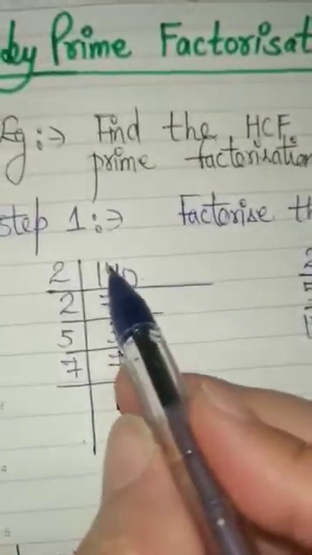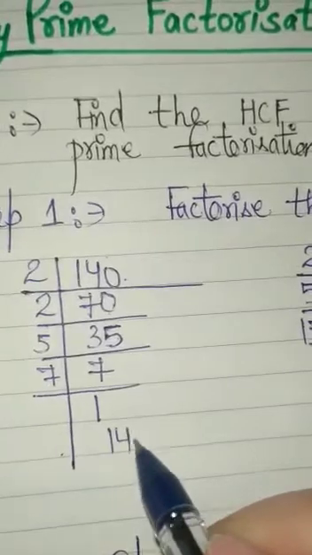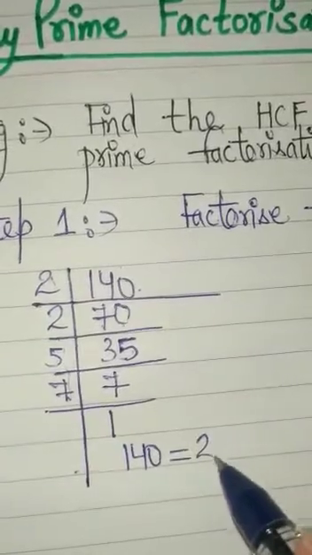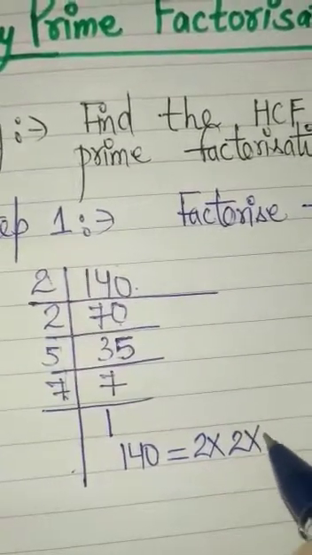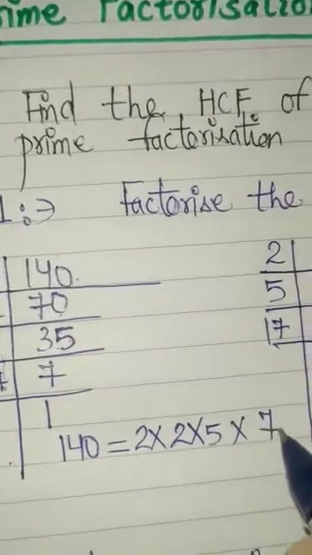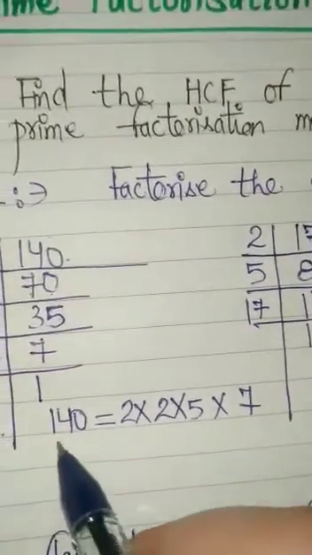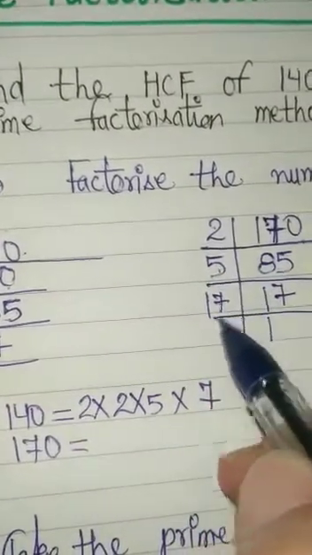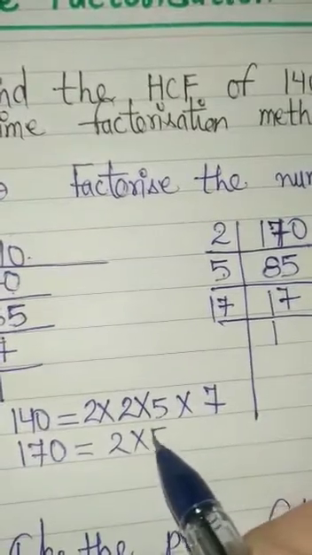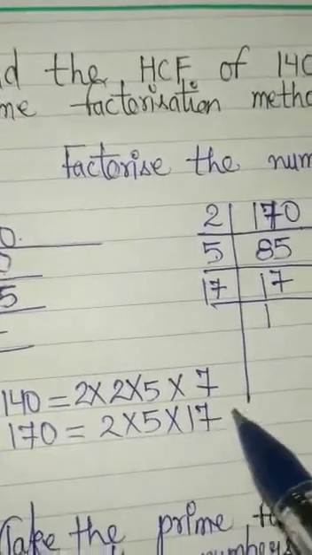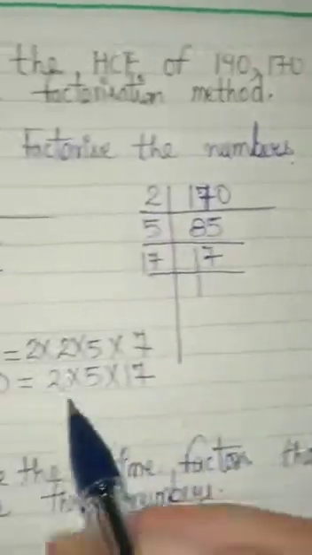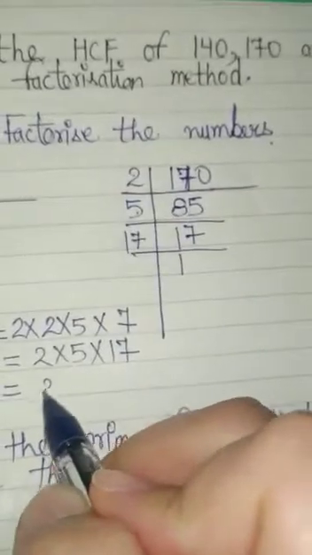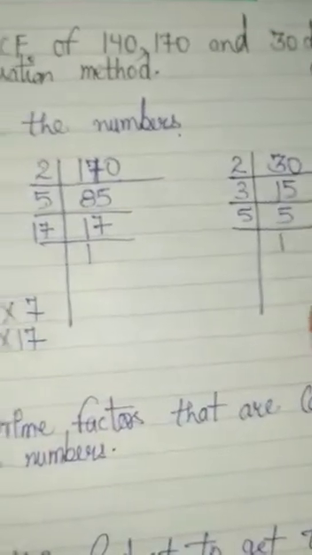Now you will write the factors in this form. 140, all the factors you will write here. All these are the factors. So 2 multiply by 2 multiply by 5 multiply by 7. Then the factors of 170. So 170 is equal to 2 multiply by 5 multiply by 17. Now in the same way you will write the factors of 30. So 30 is equal to 2 multiply by 3 multiply by 5.